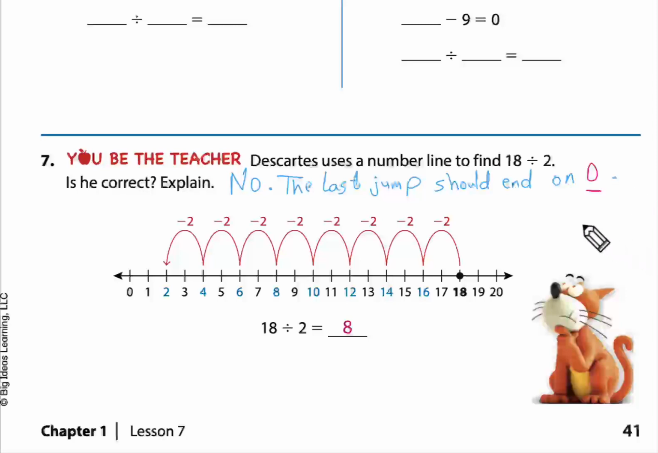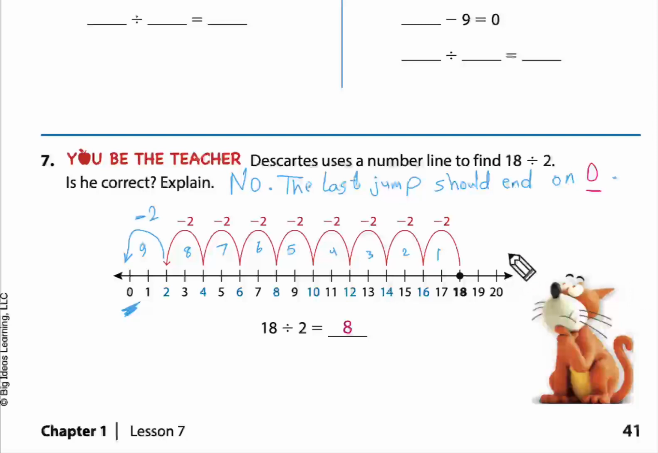And now let's do it by ourselves. So we need to make another jump to get to 0. Oh, let's make it the same size. Okay. So we make another jump to get to 0. Now count how many jumps? 1, 2, 3, 4, 5, 6, 7, 8. Yes! 9 jumps.